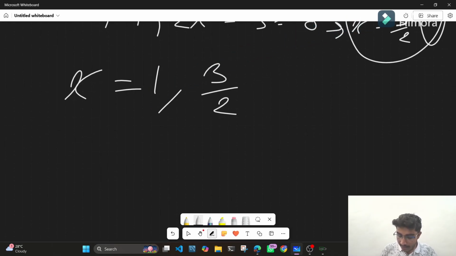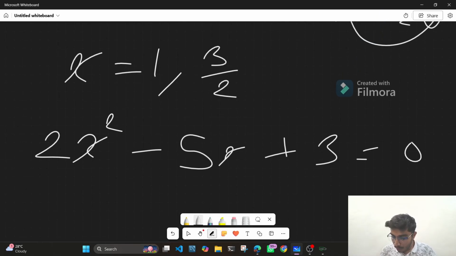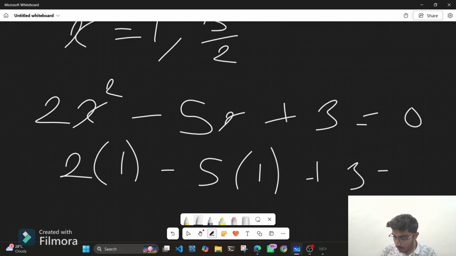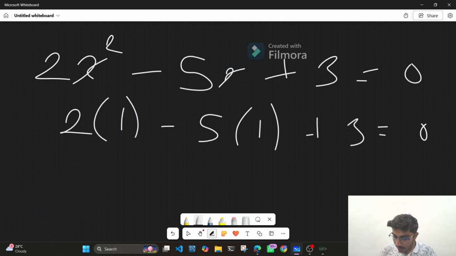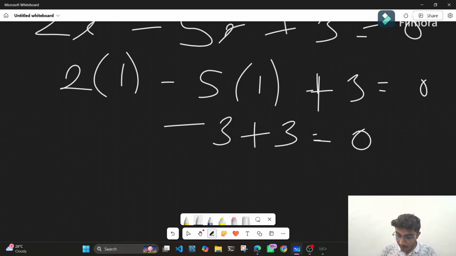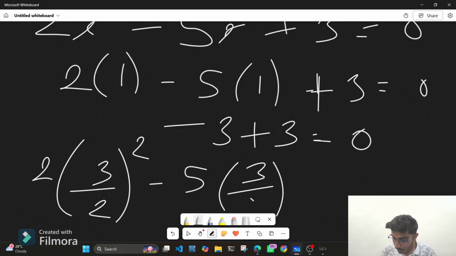If we try to substitute it in the equation, our equation was 2x square minus 5x plus 3 equal to 0. If we put 1 in the equation, we get 2 into 1 minus 5 into 1 plus 3 equal to 0. 2 minus 5 is minus 3. Minus 3 plus 3 equal to 0, right? If we put 3 by 2, 2 into 3 by 2 whole square minus 5 into 3 by 2 plus 3 equal to 0.